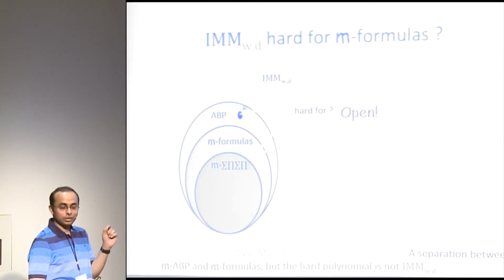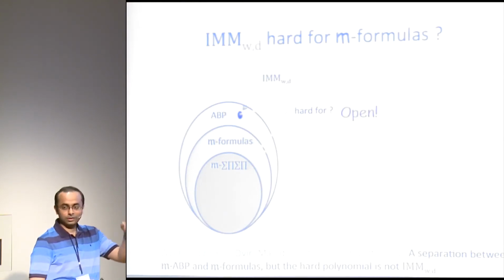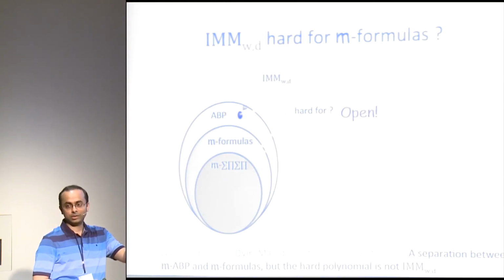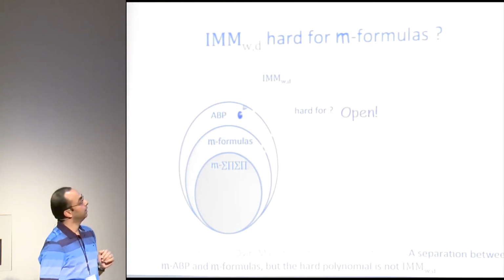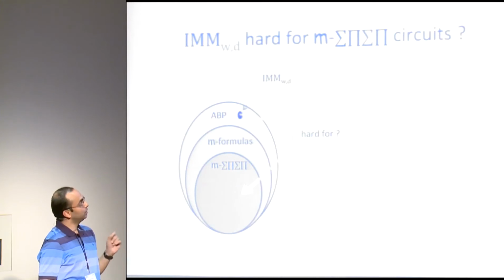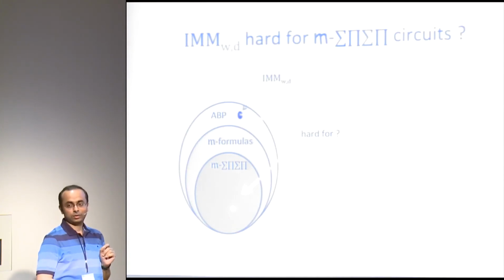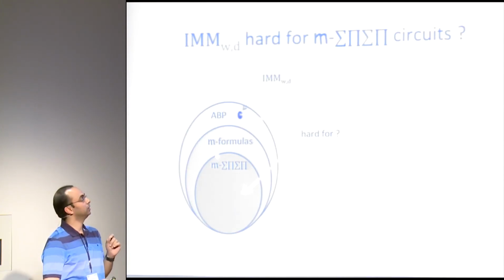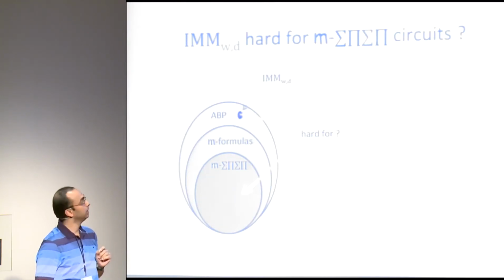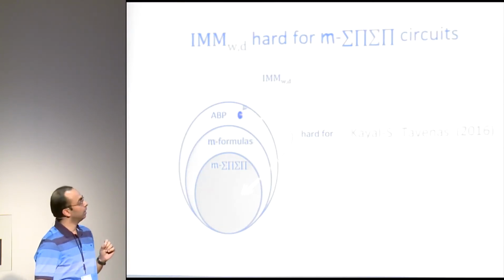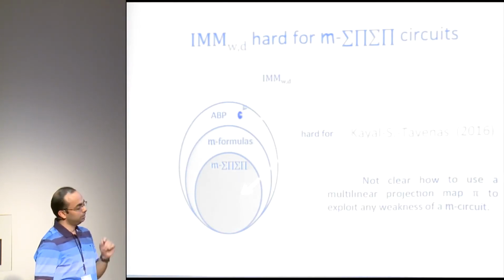And with that choice of a hard polynomial, you cannot infer a separation between formulas and ABPs in the non-commutative world. So the natural question is, to begin with at least, can I show that IMM is hard for multilinear depth 4 formulas? But the goal here is to show that IMM is hard for multilinear formulas. It turns out this we can show. I'll very briefly go through it, but just let me tell you the issue.